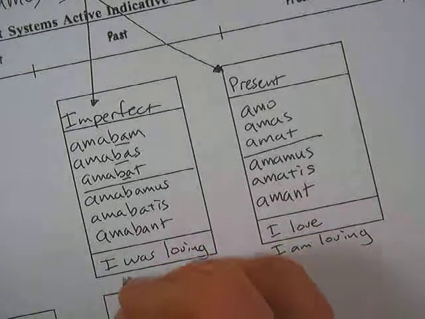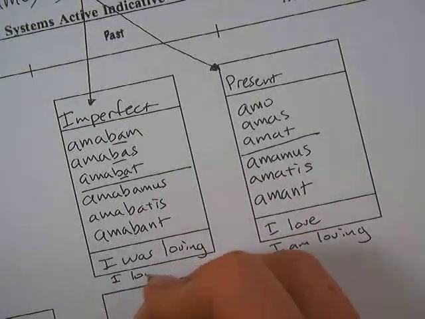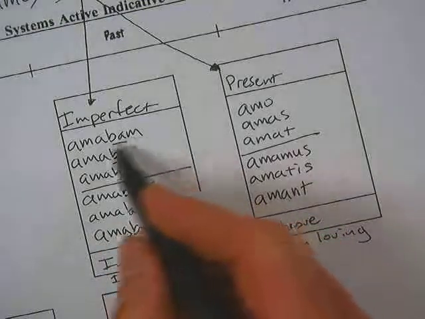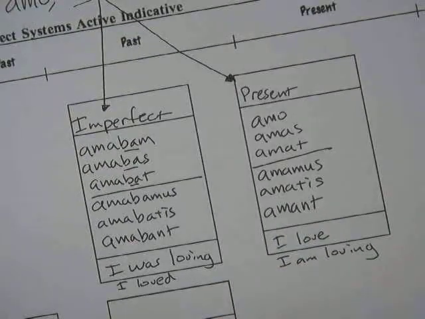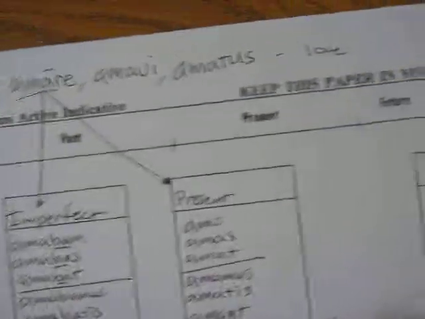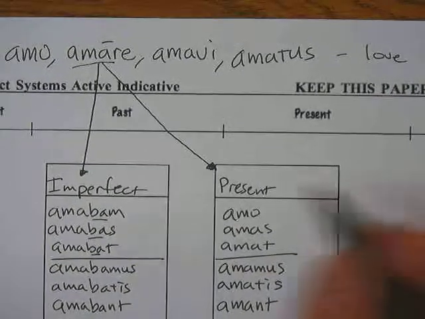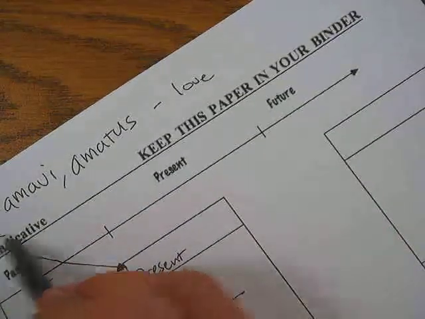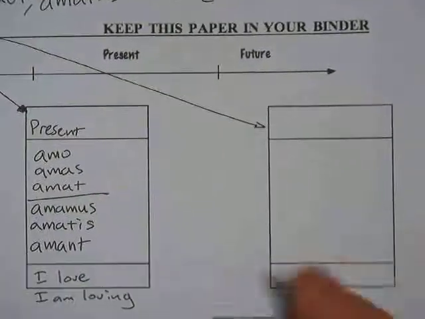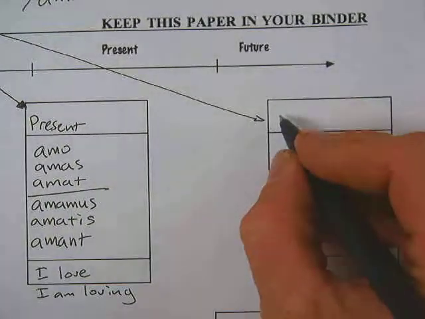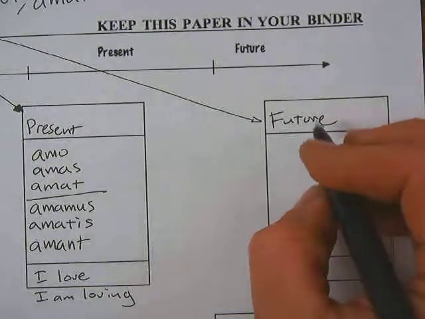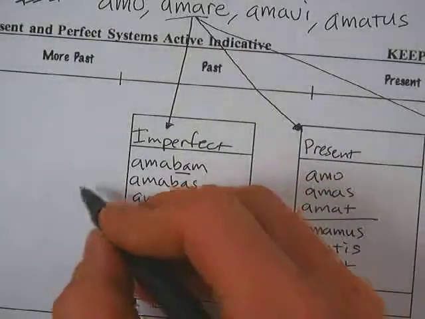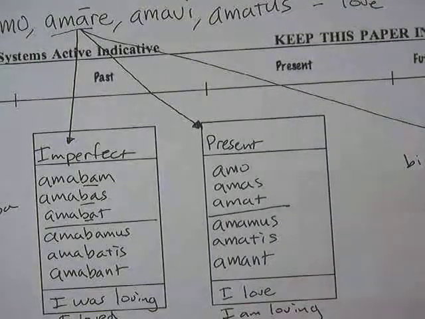The basic translation of this is I was loving, but sometimes that sounds kind of funny to say in English, so you can actually just say I loved. But it does have that idea that it was going on for some time and it wasn't completed nice and neatly like the perfect. Now I also have the future over here, because the future also comes from this particular principal part, the ongoing sort of future. So we've got the regular future tense up here.